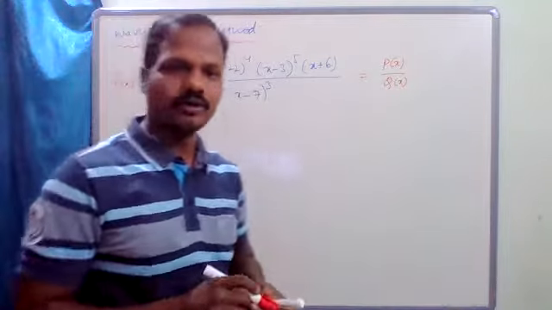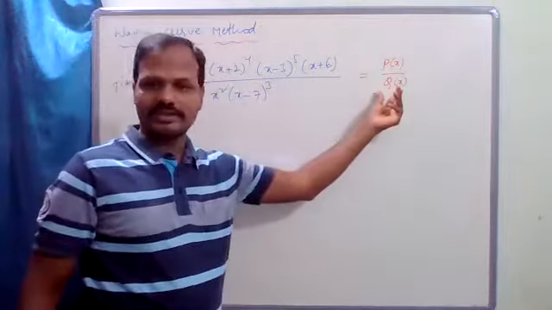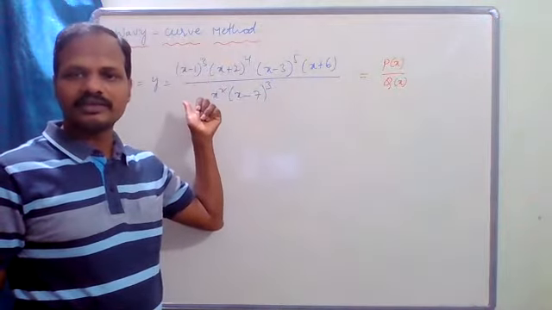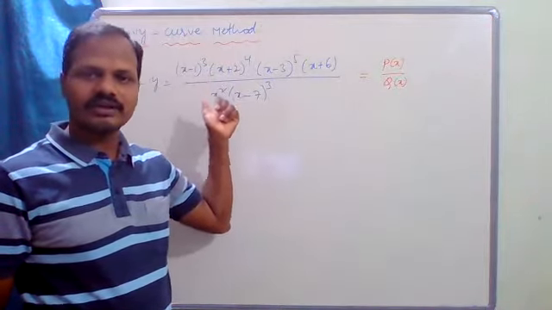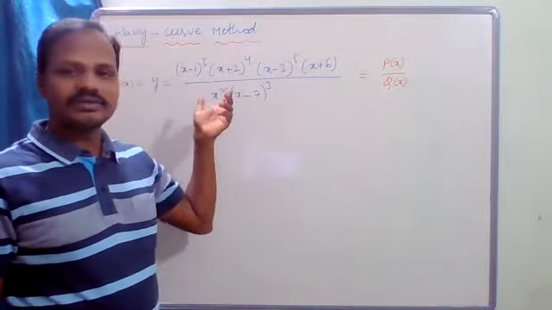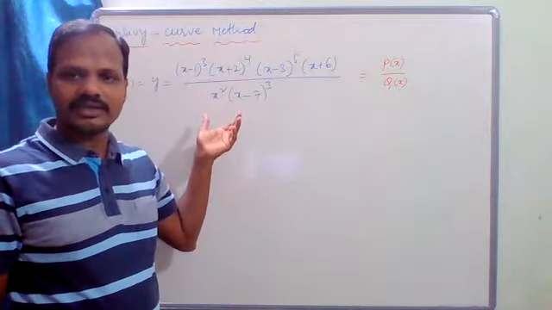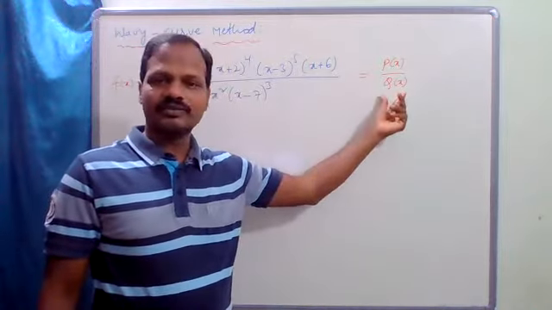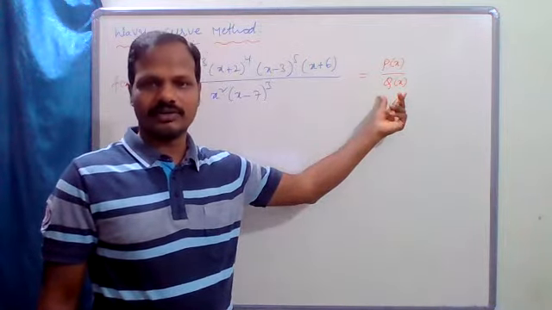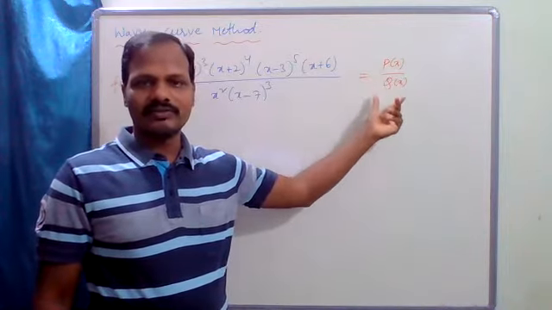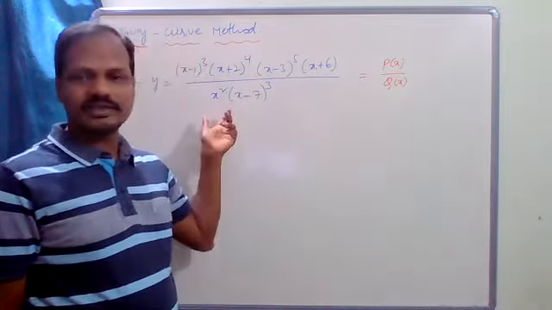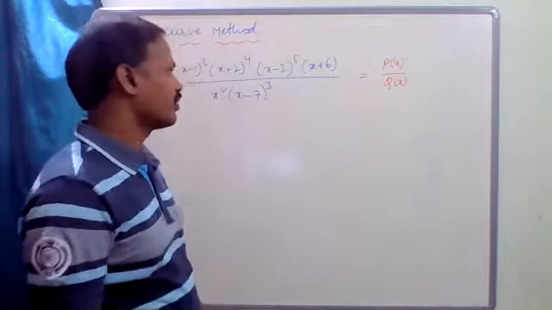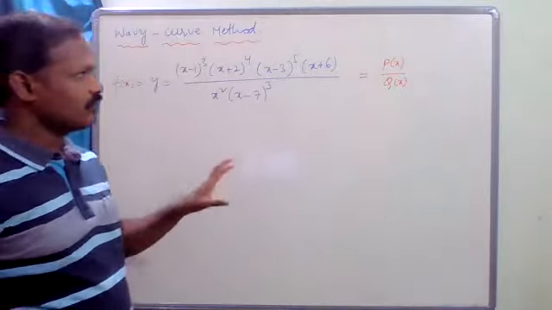And where q of x is 0, then y tends to infinity. That means y is not defined. So whenever we solve this rational function, we should always eliminate the values where q of x becomes 0, because at q of x equal to 0 the function is not defined. So remember, that is the main point.